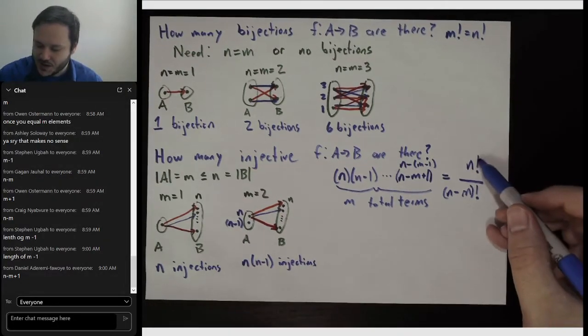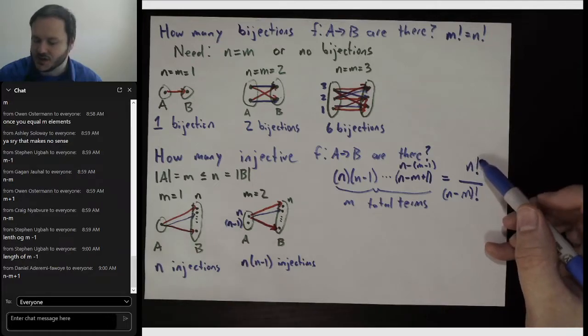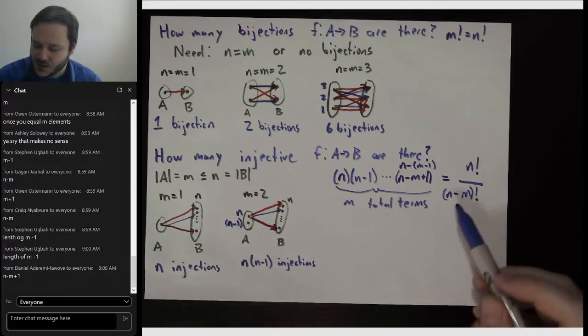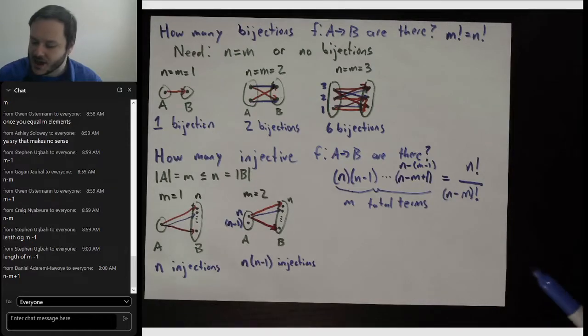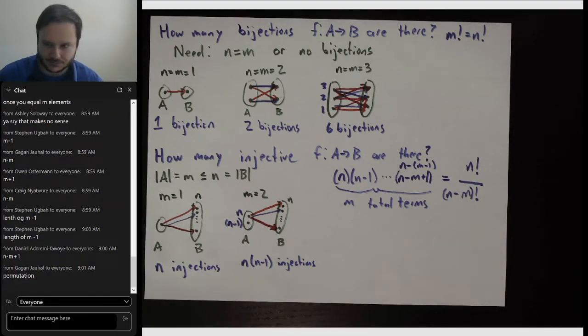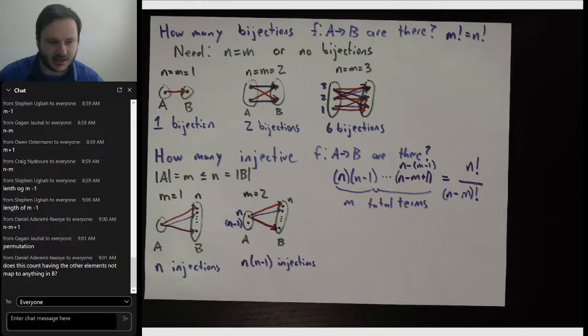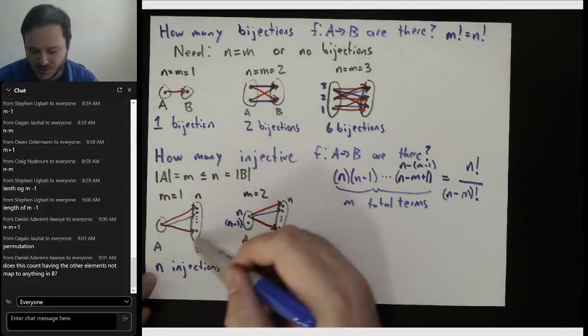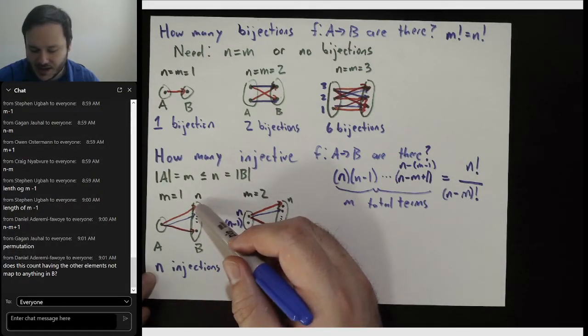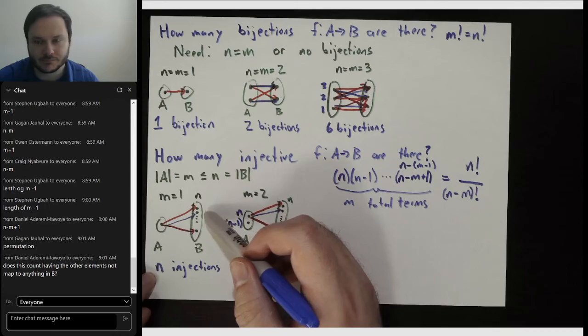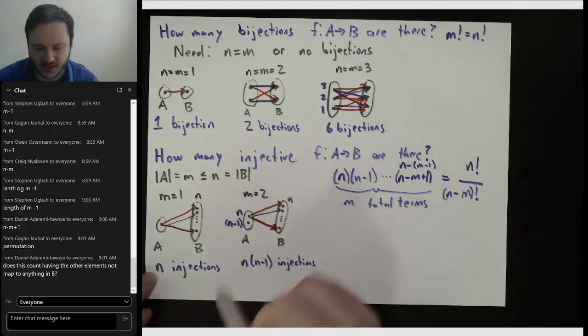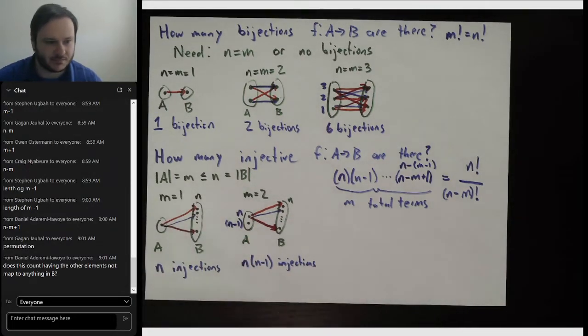This leaves me with n times n minus 1 times n minus 2, all the way up to n minus m plus 1, and everything else gets canceled out. Yes, exactly. I'm counting a permutation. I want to permute m. I want to choose a permutation of m of these elements to match up with A.